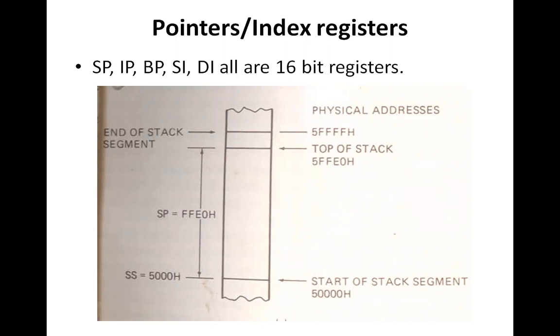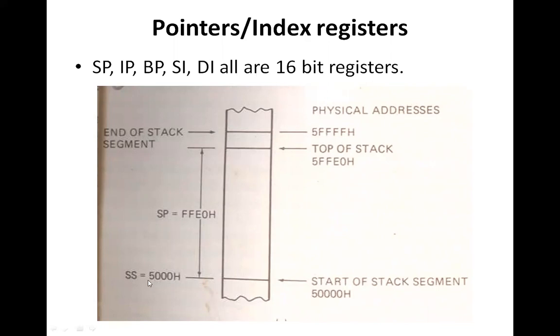If we are working with the stack segment, the stack segment register will be giving the base address, and the effective address will be given by the stack pointer. Whatever is the content of the stack segment is shifted 4 bits left, and whatever is the content of the stack pointer is added to that, so that we are able to get the 20-bit address.